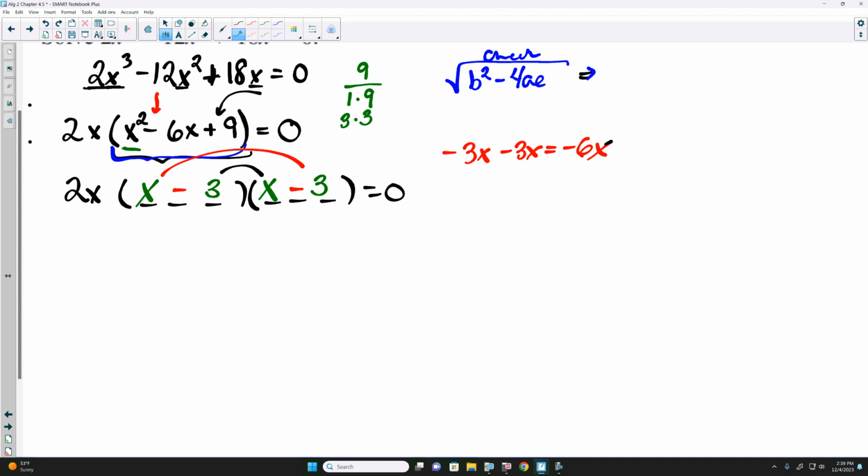So factoring out the 2x gave us the x squared minus 6x plus 9. And we were able to factor it to x minus 3 times x minus 3. So our original cubic equation factors down to 2x times x minus 3 times x minus 3 is equal to 0. Questions on how we got to this here? Well, now we have three things multiplied together to equal 0, so one of them must be 0. So either 2x is equal to 0, x minus 3 is 0, or x minus 3 is 0.